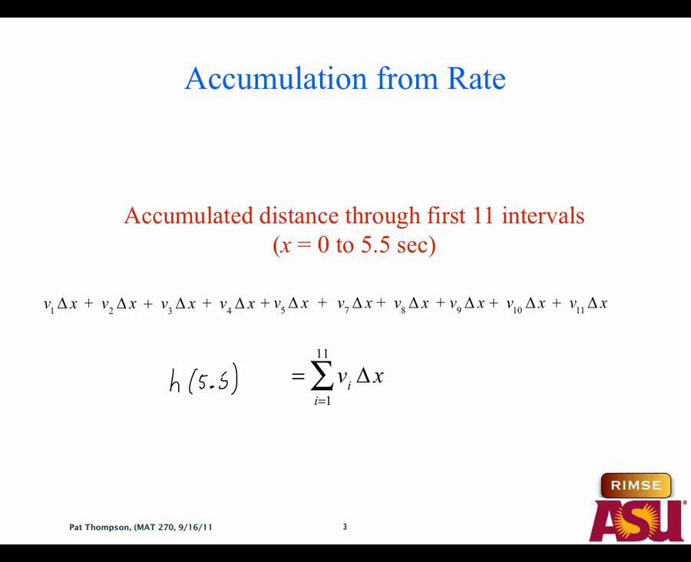So it's the sum of all the accumulation in the first 5.5 seconds. Because our delta x's are half a second, it's going to take 11 intervals to do that. Is that better? Okay, so because we're at half-second intervals, it will take 11 of these things added together to get h of 5.5. So just forget that h11 thing.